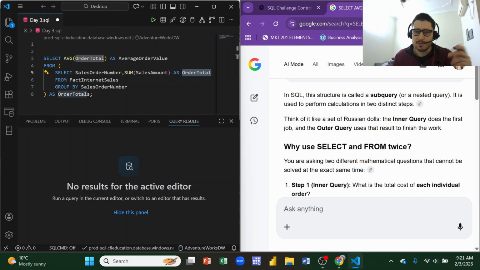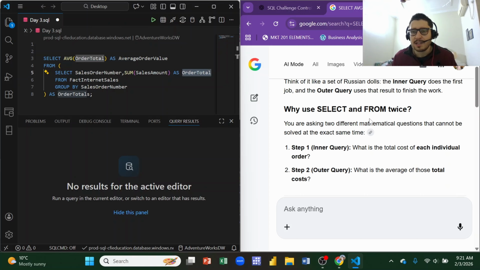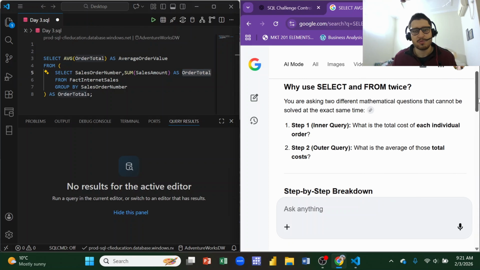So we will move forward now. Why use select and from twice? You are asking two different mathematical questions that cannot be solved at the exact same time. So why did we use two selects and two froms, or why did we feel the need to use nested queries? It was because I was asking.